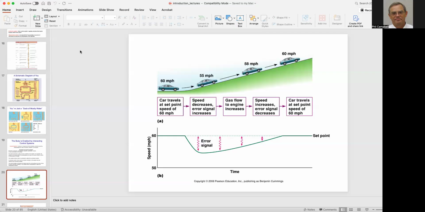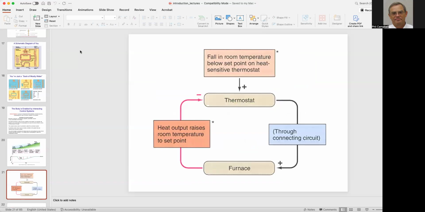So that's why we talk in terms of dynamic equilibrium. You can't just maintain a flat 60 miles per hour under these varying conditions. Right? So how do we present control systems?